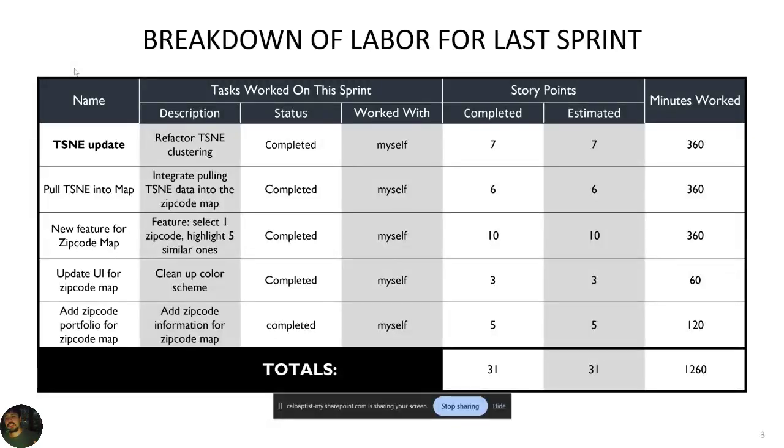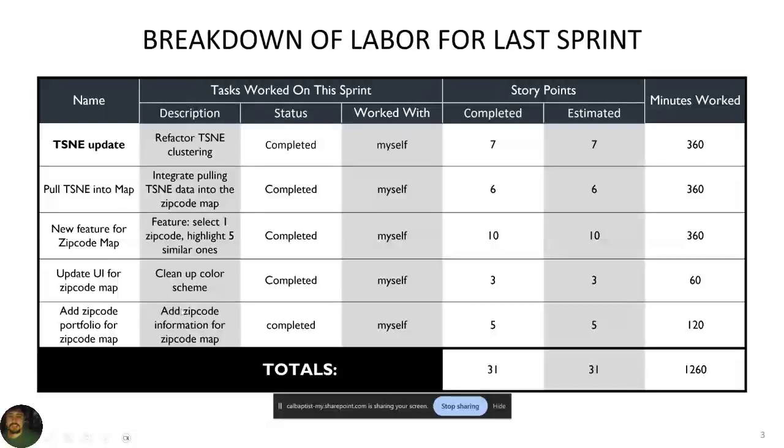So I had to pull the data, and then I also had to use that data to highlight the five similar zip codes using the ArcGIS libraries. And then I updated the UI for the zip code map with the coloring, just cleaning up the color scheme a little bit and making sure that the proper zip codes highlight and not the wrong zip codes.